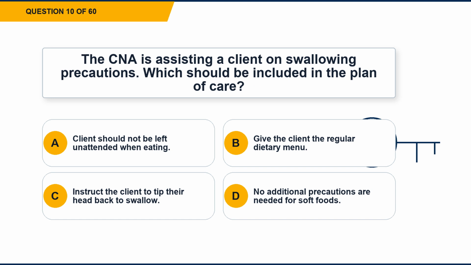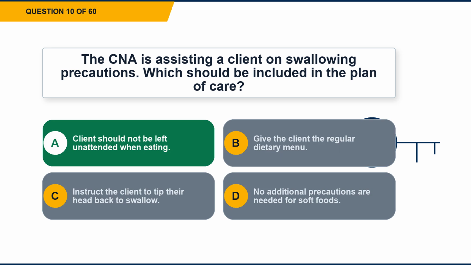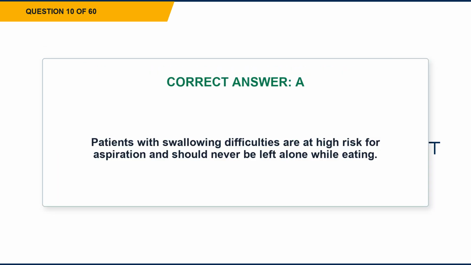Question 10. The CNA is assisting a client on swallowing precautions. Which should be included in the plan of care? Option A. Client should not be left unattended when eating. Option B. Give the client the regular dietary menu. Option C. Instruct the client to tip their head back to swallow. Option D. No additional precautions are needed for soft foods. The correct answer is option A. Client should not be left unattended when eating. Explanation. Patients with swallowing difficulties are at high risk for aspiration and should never be left alone while eating.